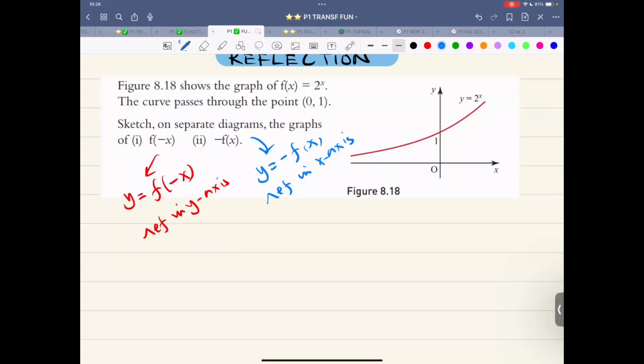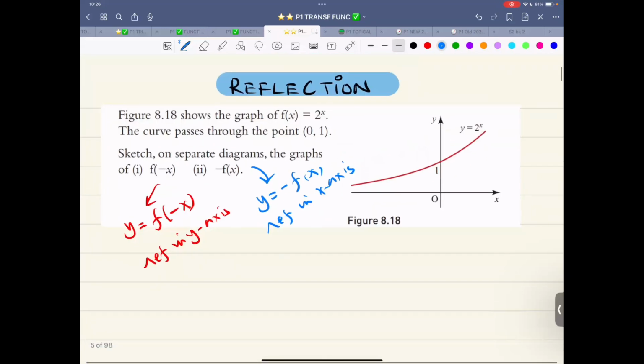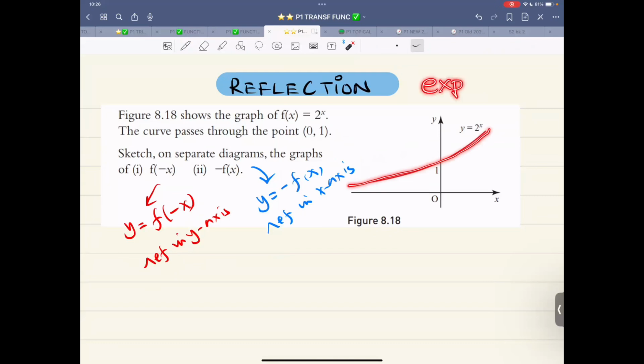Now on the next PDF, let's have a look. This is the graph of y = 2^x. This is an exponential graph, a power graph. Now, if I have a negative on the outside, this one is reflection in x-axis. So this will be like this. This (0, 1) will become (0, -1).